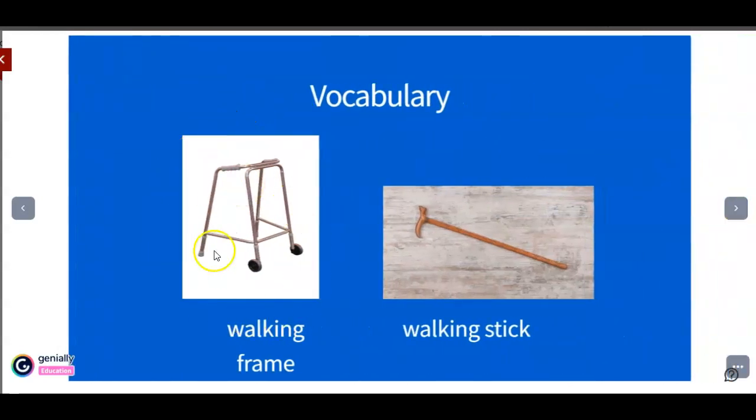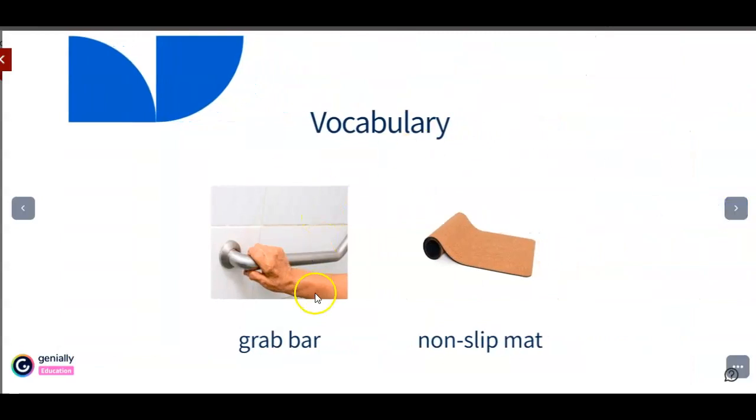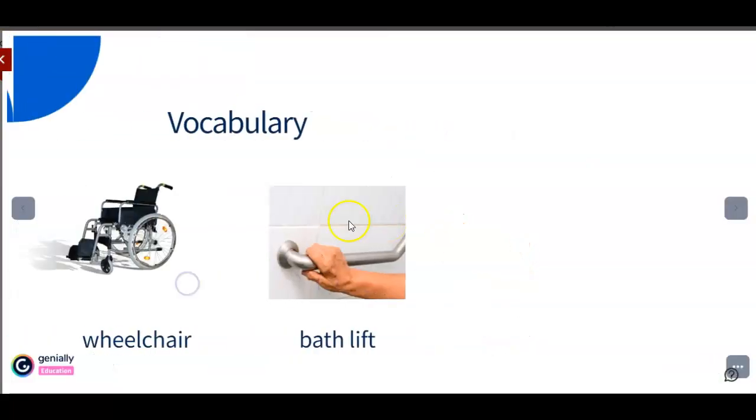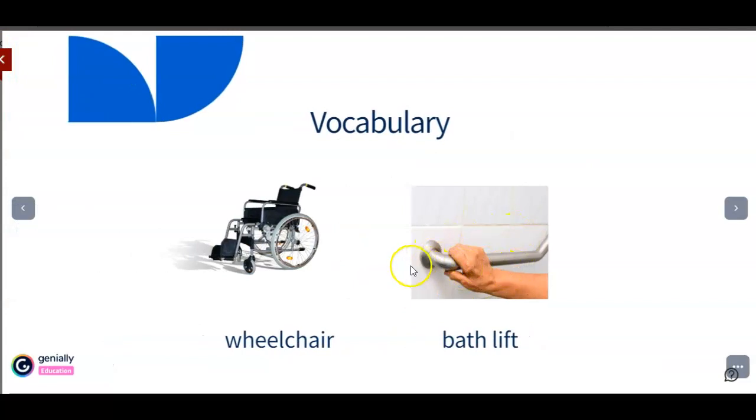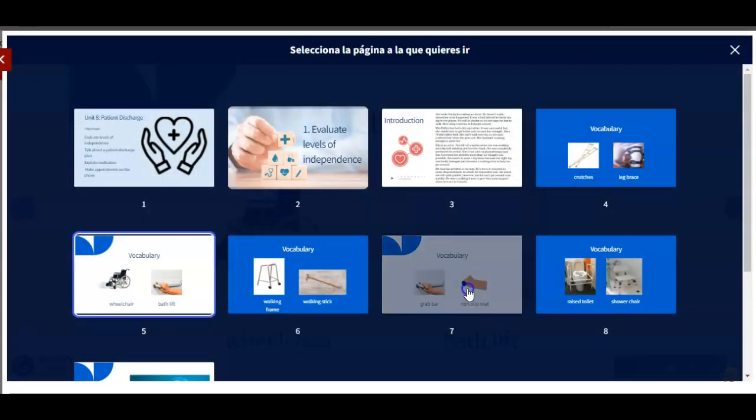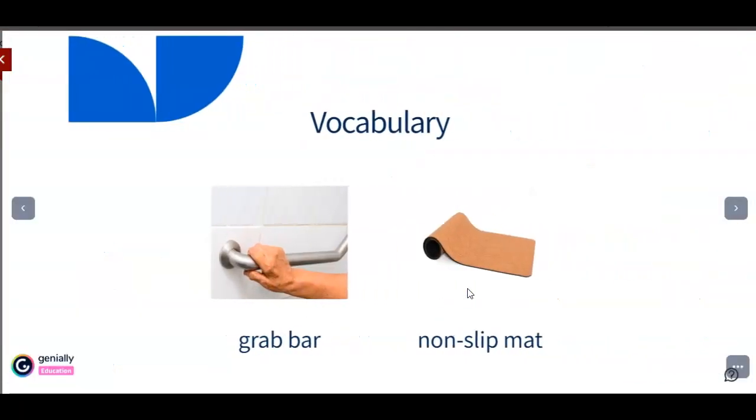Then we have the walking frame and the walking stick. It is important to make the distinction. The walking frame is this one, and the walking stick is this one. Obviously, both of them are used to walk. The grab bar. This is similar to the previous one that we checked a moment ago, that is the butt lift. The difference here is obviously that this will be in the bath, I mean in the shower. Remember that in British English we say bath and in American English we say shower.